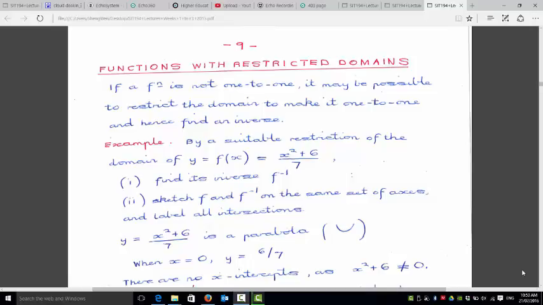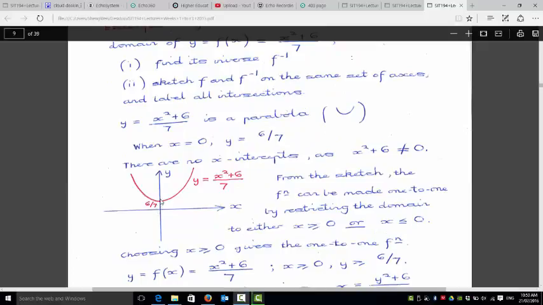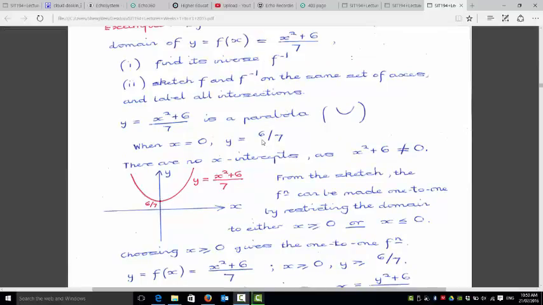First of all, we will understand that (x squared + 6)/7 is a parabola. When x is equal to 0, we sketch it and we get y equal to 6/7. And then we get that this is the minimum value of this parabola.